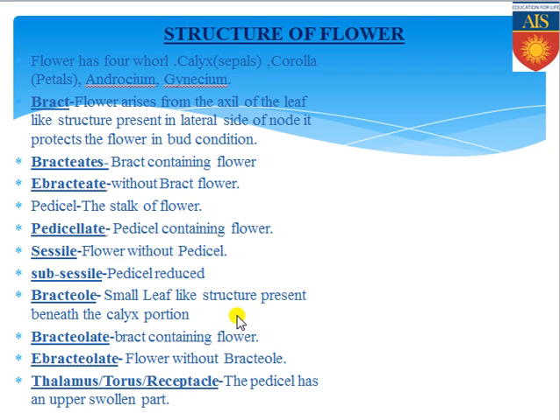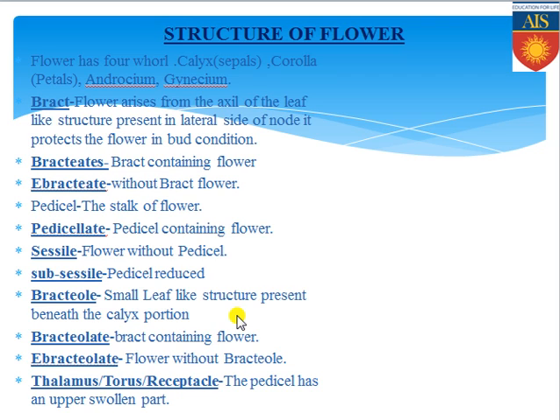Corolla is the colorful part of the flower, which is commonly made up of units known as petals. Then androecium, that is the male part of the flower, and gynoecium, that is the female part of the flower.